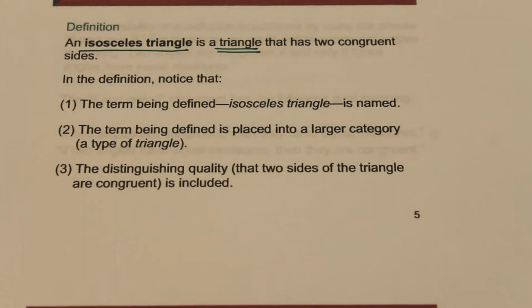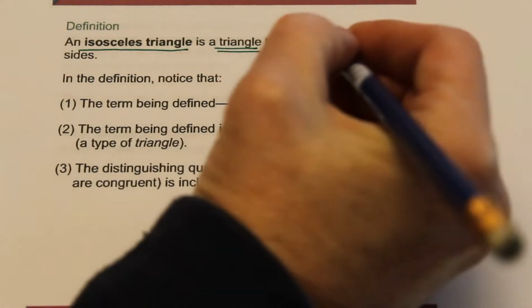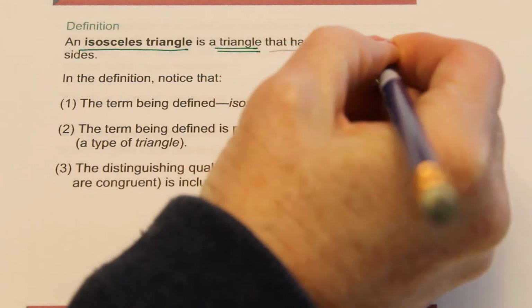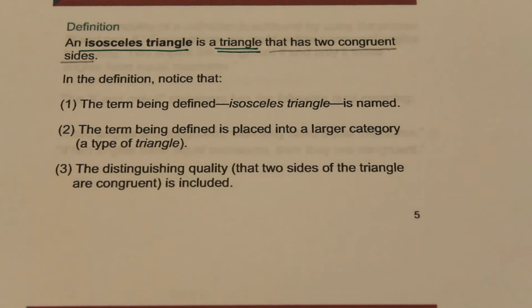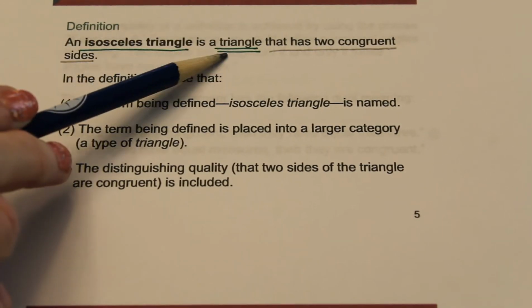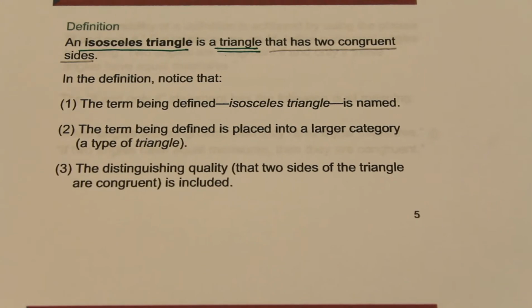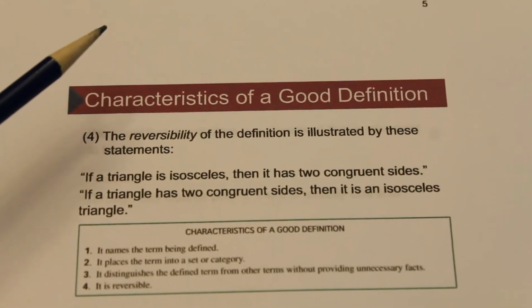And then the last part of the definition is what distinguishes an isosceles triangle from other triangles? That is, what is its distinguishing characteristic? What would define it as an isosceles triangle? And in this case, it would be that it has 2 congruent sides. So a good definition has to have what's being defined, what category it falls into, and what makes it unique. And the last point is critical.